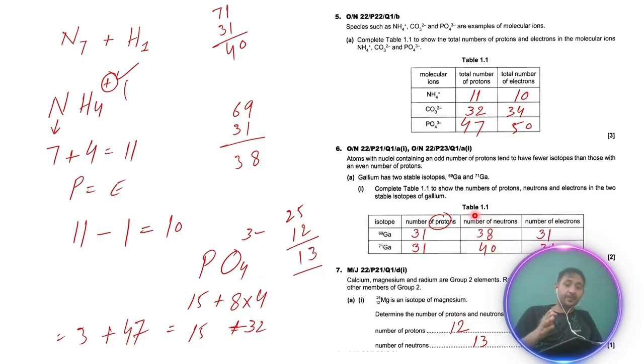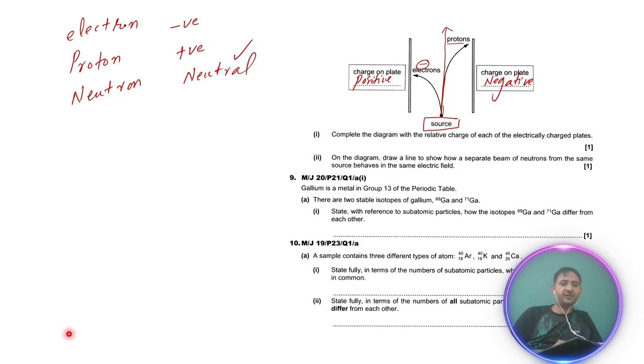How to define isotopes? Isotopes are atoms having the same proton number but different nucleon numbers. You can also say different neutron numbers. Here you can see the numbers of neutrons are different but the numbers of protons are the same. So you will write they have different neutron numbers.